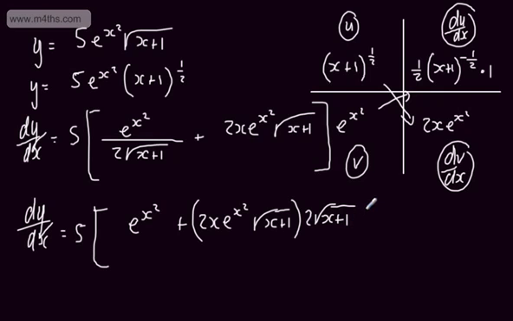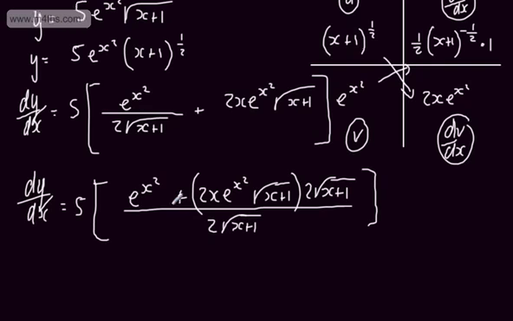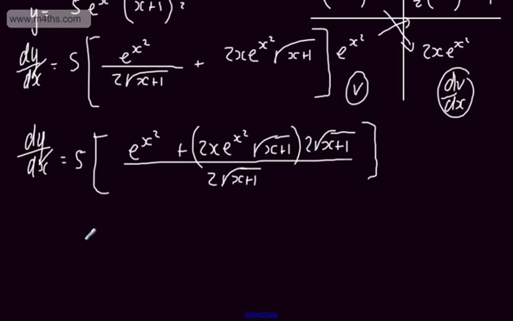And as you can see now, this is going to tidy up quite nicely. We've got all of this now over the common denominator of 2 the root of x plus 1. So this is a simple case of adding algebraic fractions, which we've looked at in a previous unit on this particular course. So dy by dx, let's do some tidying.